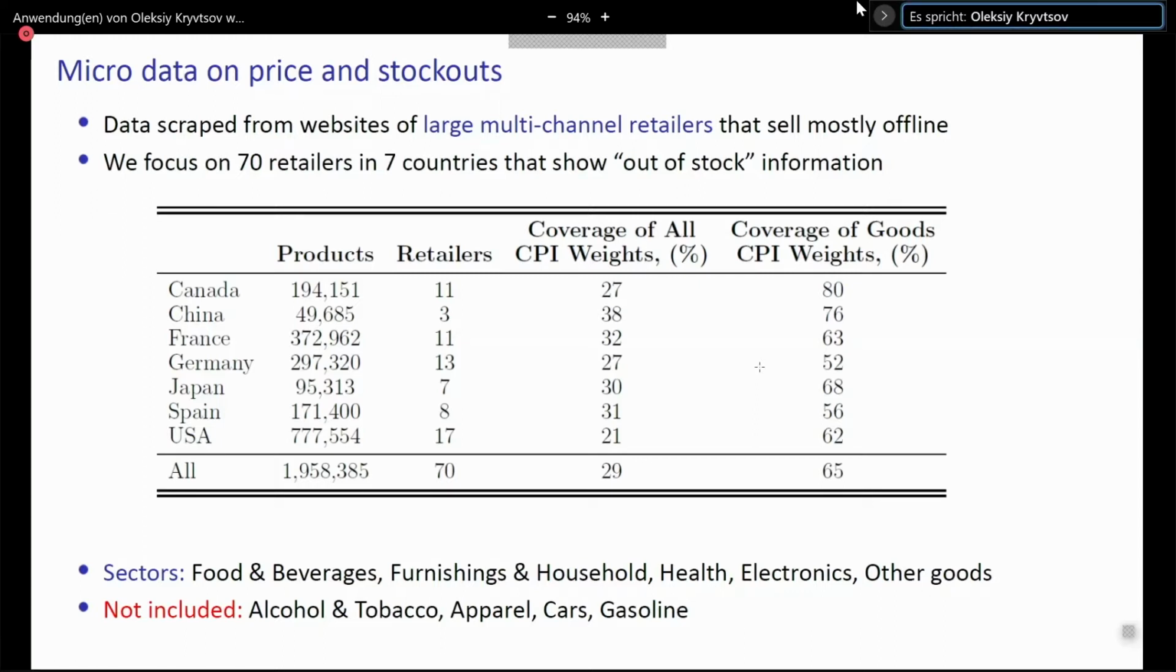Most of them sell mainly offline. These are not online retailers. As I said, they represent 7 countries, including France, Germany, and Spain from Europe. In summary, the data set has a lot of products, and it covers about 65% of the CPI consumption weight. And sectors that are present are food and beverages, furniture, household products, health, electronics, and personal care products.